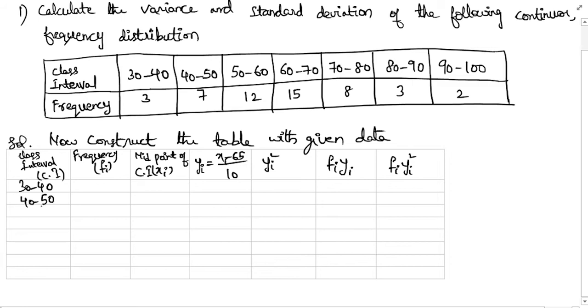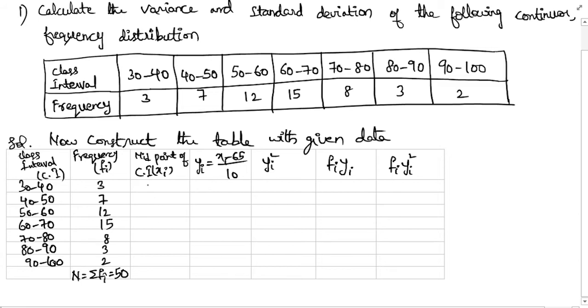Now the class intervals given are 30 to 40, then 40 to 50, 50 to 60, 60 to 70, 70 to 80, 80 to 90, then 90 to 100. Now we'll find the frequency. The frequencies given are 3, 7, 12, 15, 8, 3 and 2. So now n is equal to summation of Fi, that is 50.